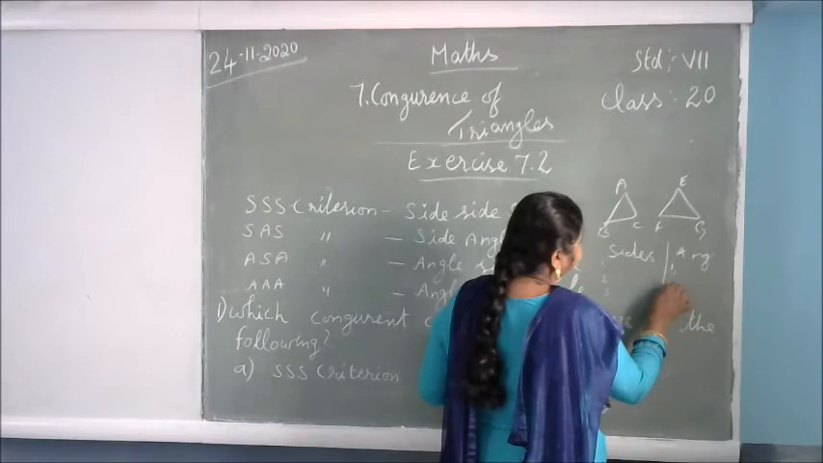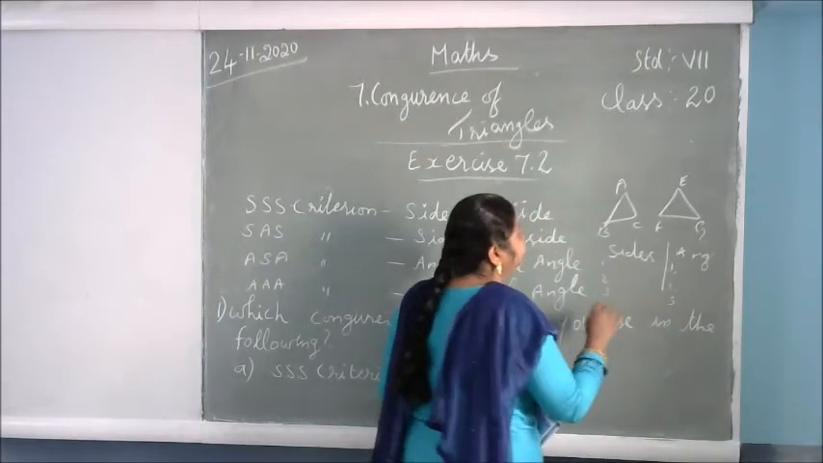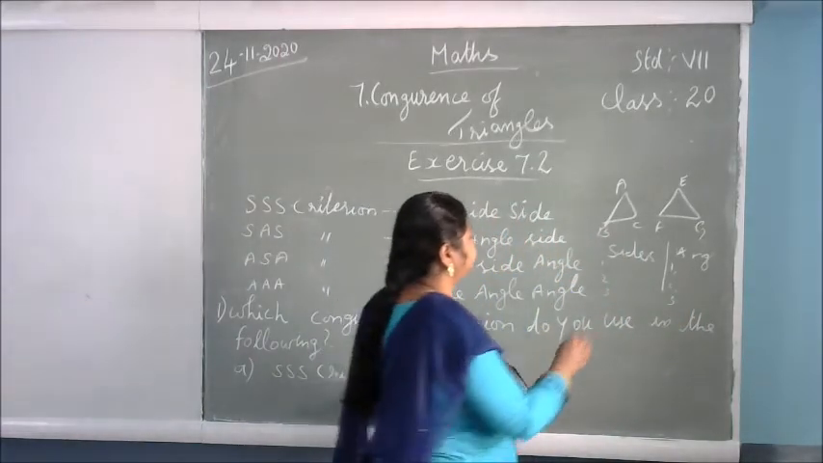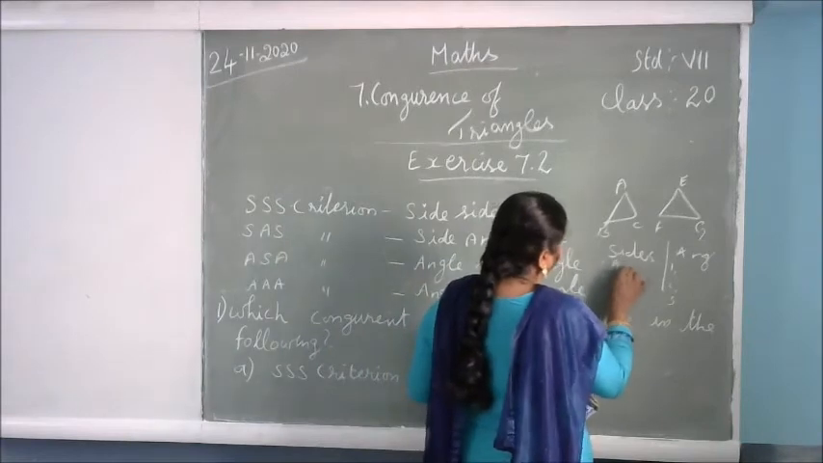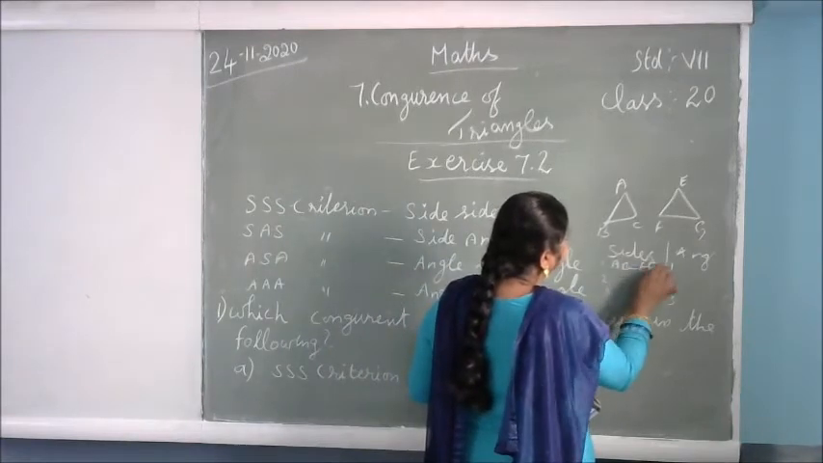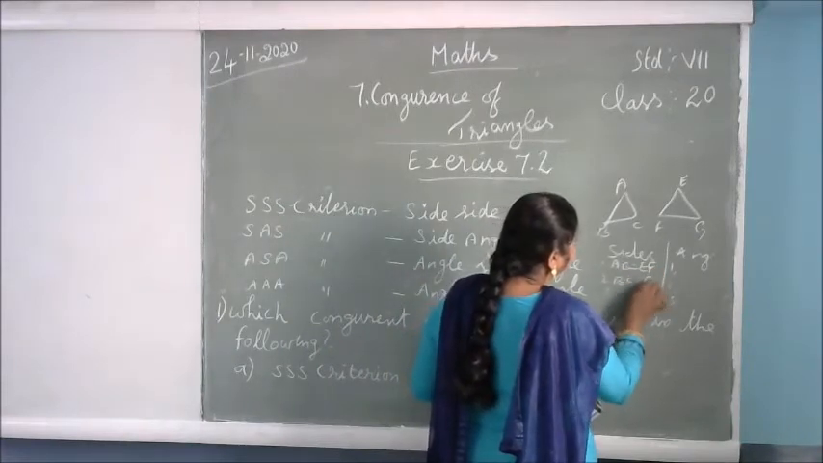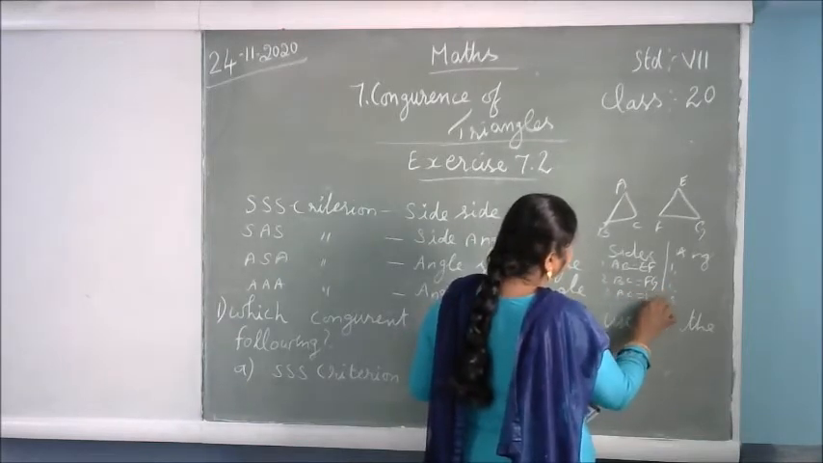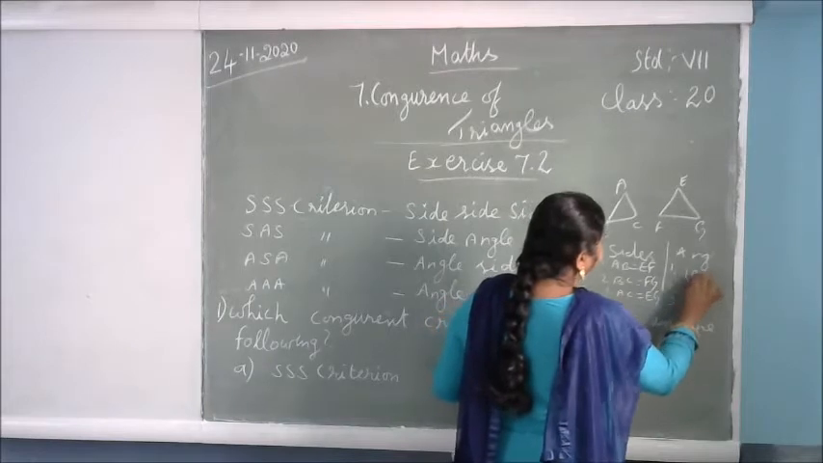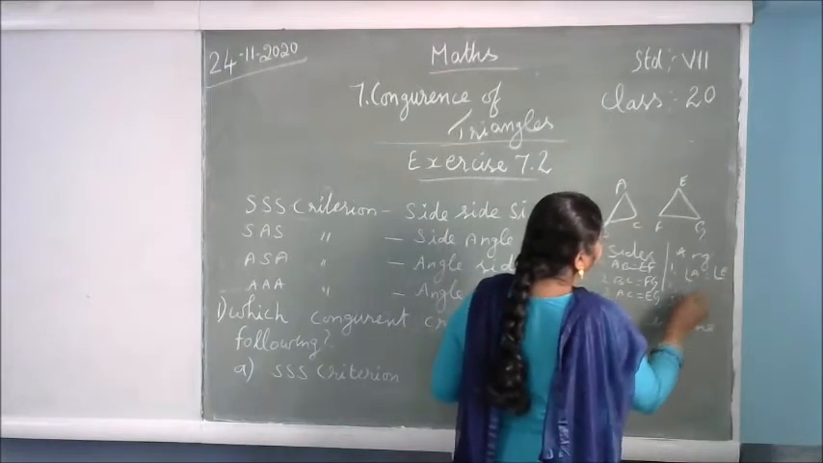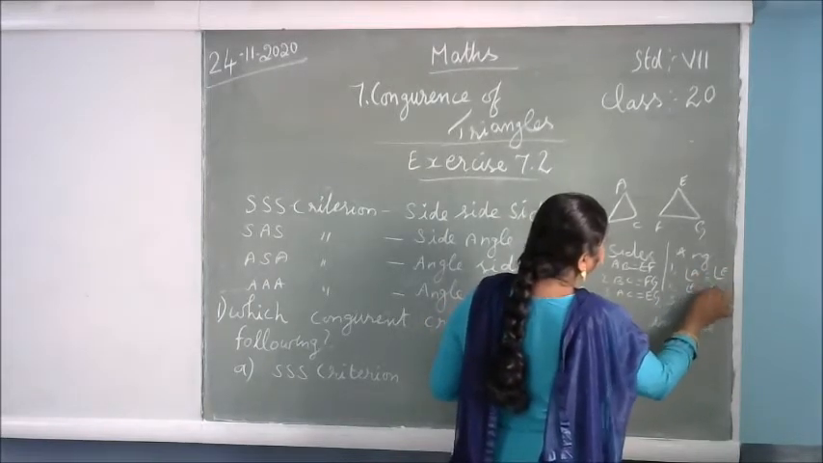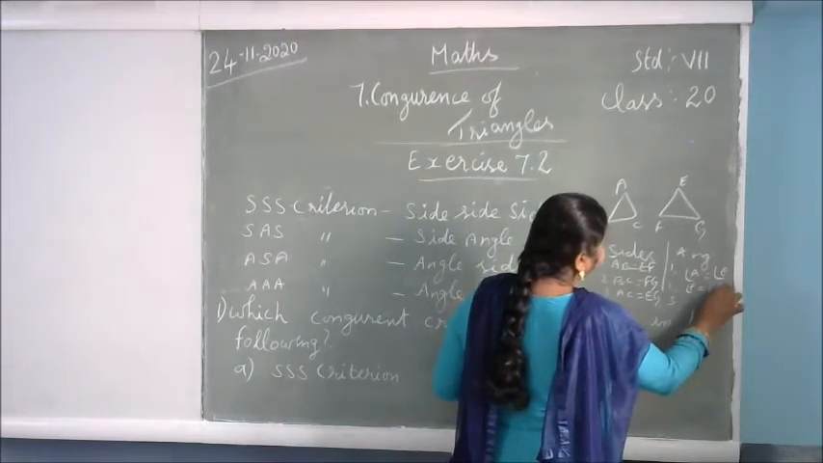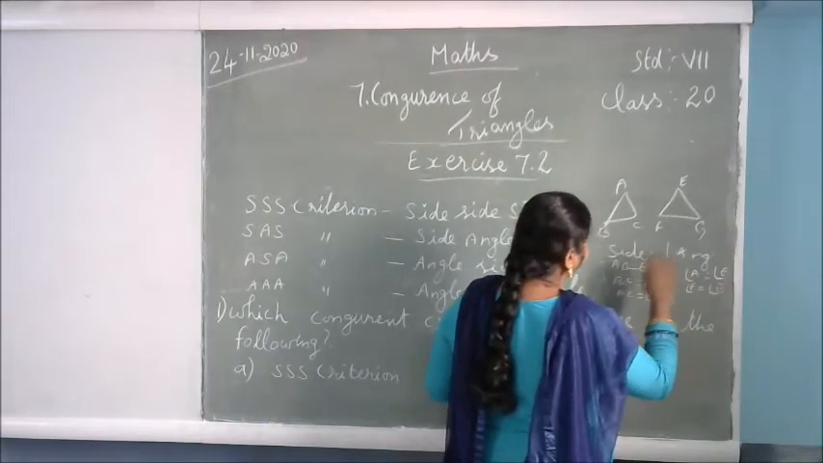And angles also 1, 2, 3. In this one I am writing AB equal to EF, BC equal to FG, and AC equal to EG, and angle A is equal to angle E, and angle F is equal to angle B, and angle B is equal to angle F also you can write down.